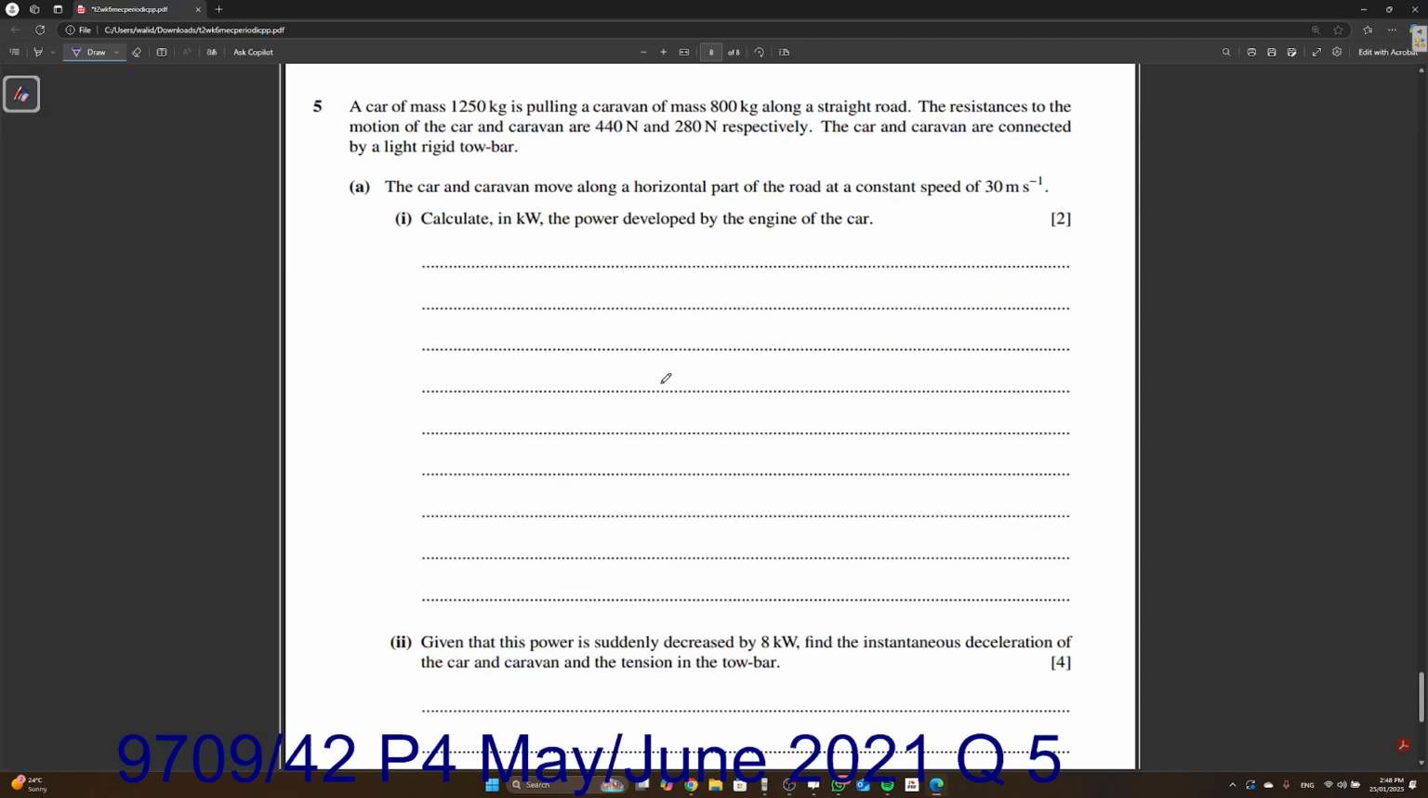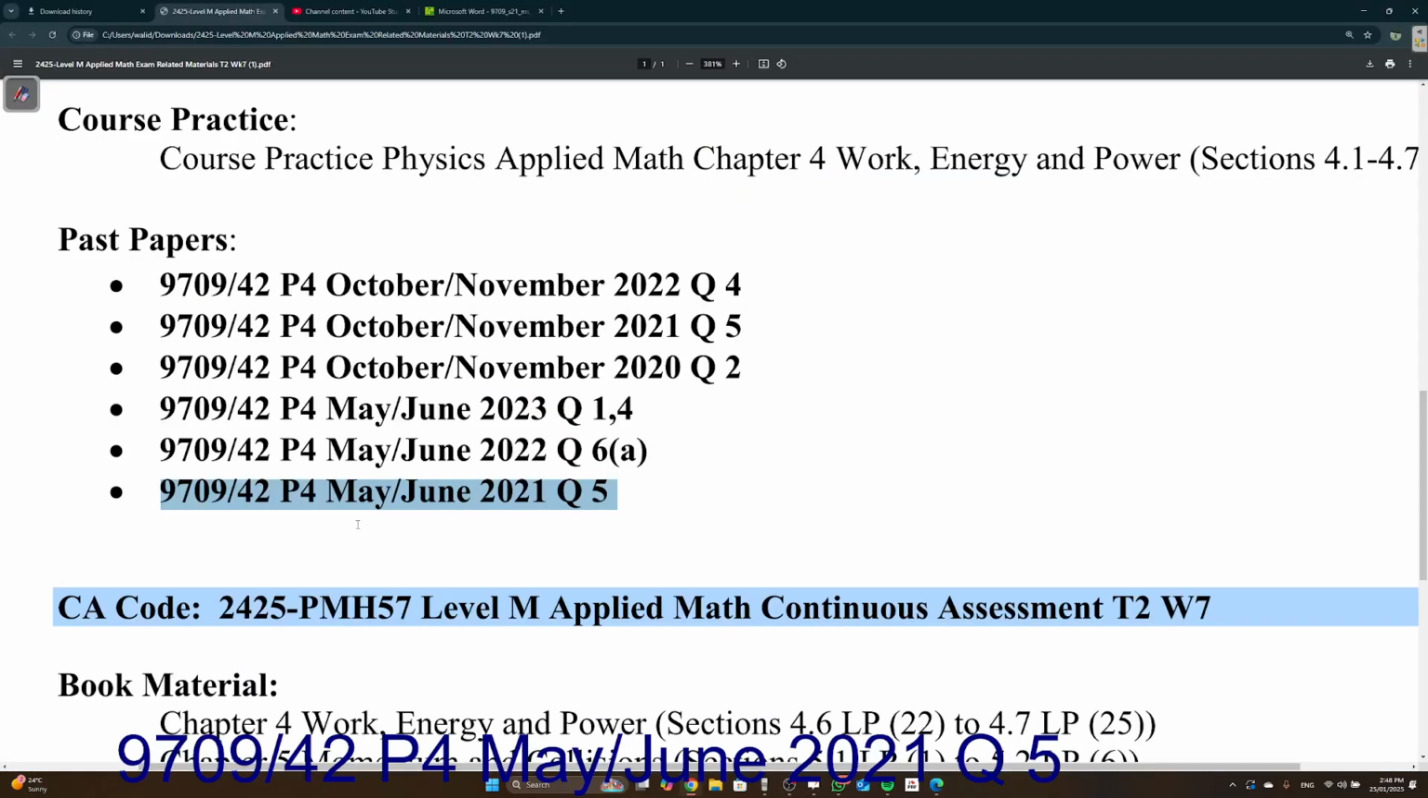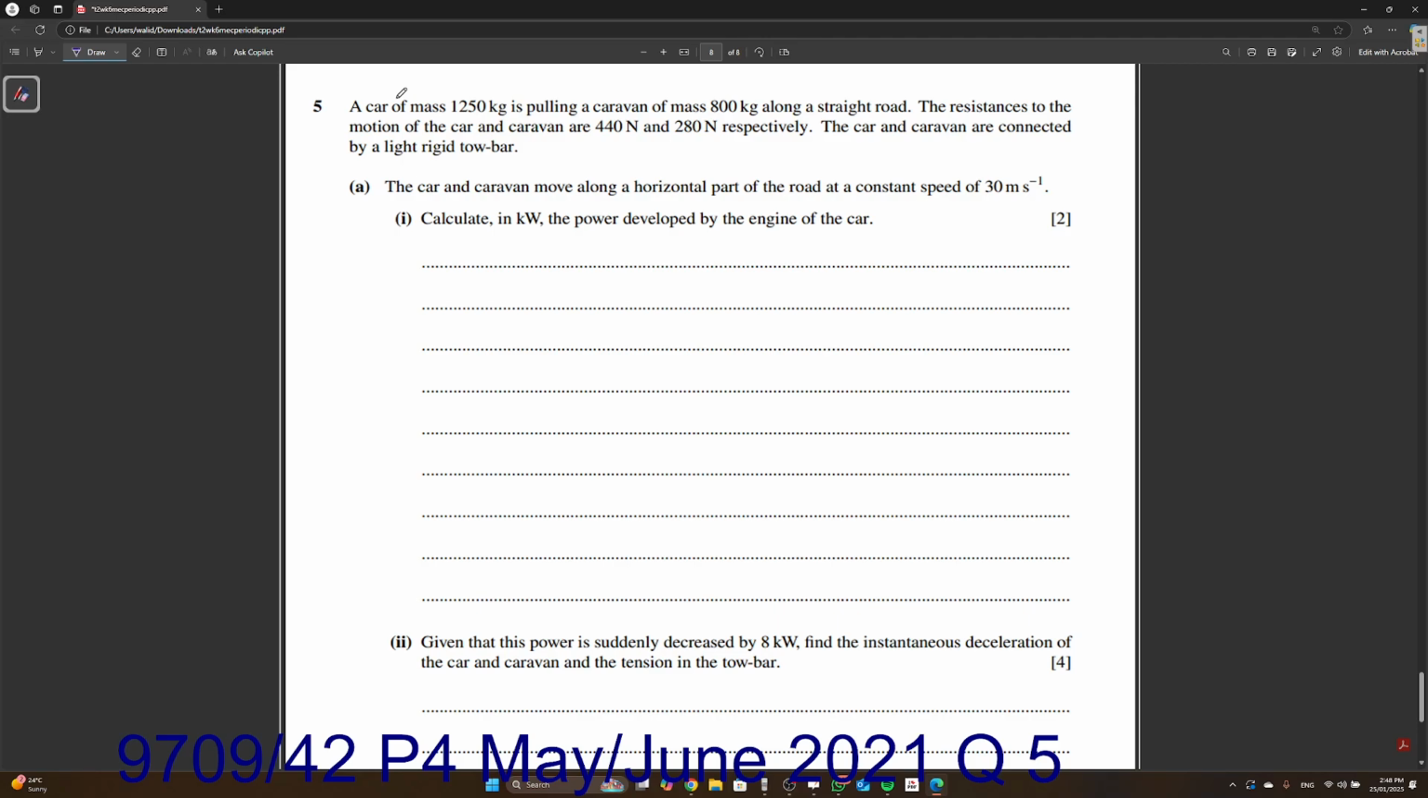Okay, this is 9709/42, question 5. A car of mass 1250 kilograms is pulling a caravan of mass 800 kilograms along a straight road. The resistances to the motion of the car and caravan are 440 newtons and 280 newtons respectively. The car and caravan are connected by a light, rigid tow bar, and they are moving along a horizontal part of the road at a constant speed of 30 meters per second. Calculate in kilowatts the power developed by the engine of the car.